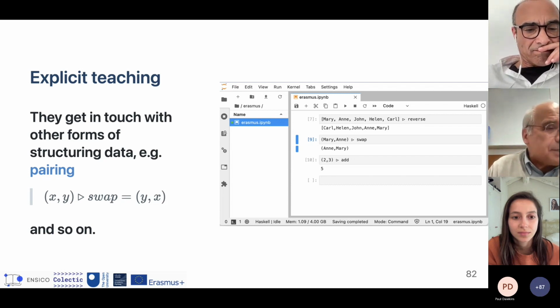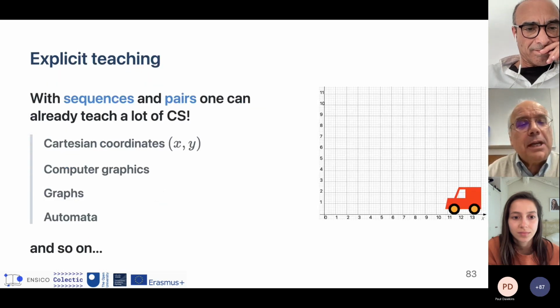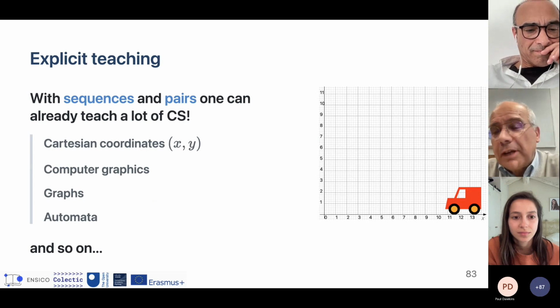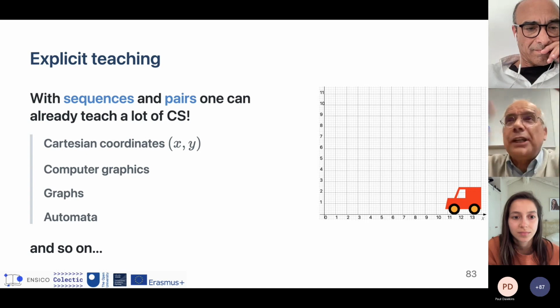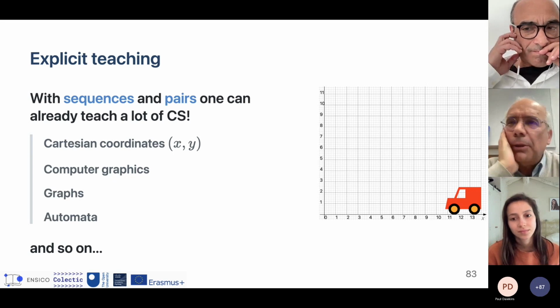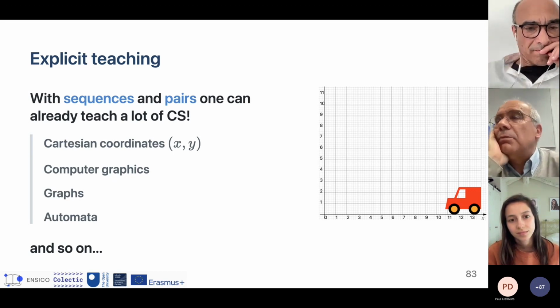And what's interesting is with sequences, finite or infinite, but let us keep them finite. With finite sequences and pairing, you can teach a lot of computer science concepts. You can teach the Cartesian coordinates, of course, and then you can start doing computer graphics, and you can start telling them about graphs, social networks as graphs of people and that kind of thing. We can teach them automata, very soft automata theory, but they are introduced into automata and so on. So with very little, we do much.